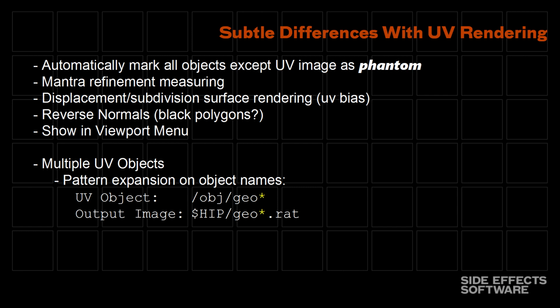And then we also hide the UV rendering ROP from the viewport menu, so it's not one of the common outputs that you want to have appearing in your IPR renders. There is support for multiple UV objects, and there's pattern expansion available. We'll show you in the ROP in a little bit, but essentially you choose the UV object that you're using as the source to trace from, and that accepts wildcard expansion. So you can say obj/geo/ and then star, let's say, and it'll pick up all of your geometry objects. And then there's an output image that's specified, and that can also use wildcard expansion, which is great for scene processing.